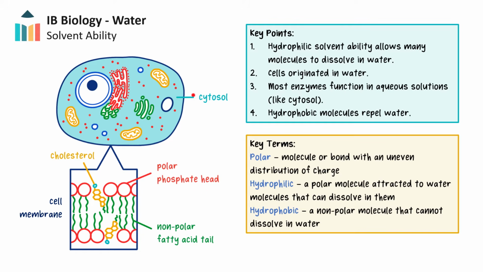The cytosol is the fluid encased by the cell membrane. It's composed of around 70% water and is the site of most chemical reactions conducted by the cell. However, this solvent ability is complemented by the fact that hydrophobic substances cannot dissolve into water. Instead, they repel water, giving rise to new properties. For instance, lipids are hydrophobic and insoluble.